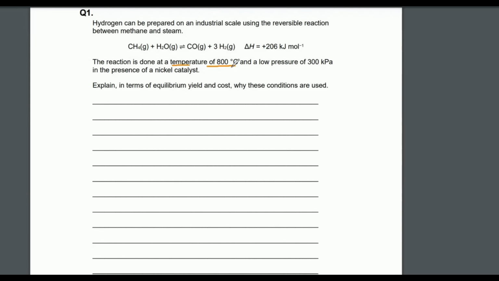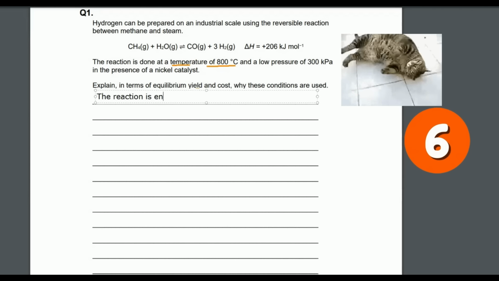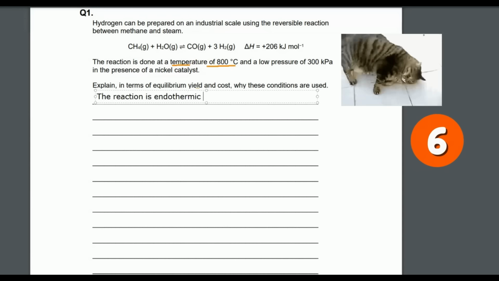So this is really broken down into three parts with two things to say about each of the three parts, and that's going to get you your 6 marks. We need to talk about why it's done at 800 degrees, then why it's using a low pressure, and then the catalyst. So you can put it into temperature, pressure, catalyst, and for each of those three things, consider yield and cost. If you can do that, that's going to get you 6 marks.